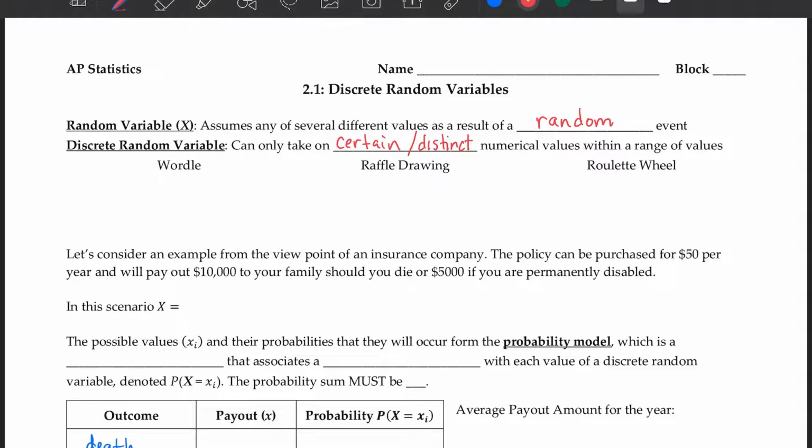So I have some examples here for us to think about, which is three different games that you can play. A lot of times these kind of result in games. Wordle is an example. I don't know if the kids are still playing Wordle, but Wordle is an example of a discrete random variable. Why? Because the variable here is how many guesses you get it in. You can get it in one guess, two, three, four, five, six guesses, or maybe you don't guess it at all.